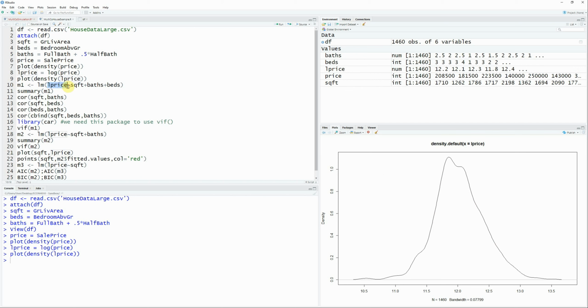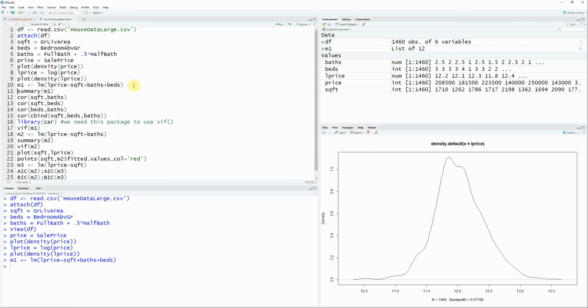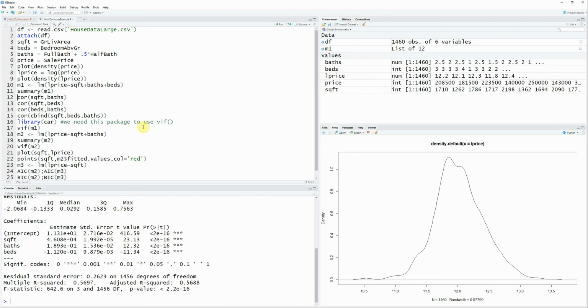Our model would be modeling the log of price of the house using square footage, number of bathrooms and number of bedrooms. Let's run that, and then get the summary of it. In the summary, we see everything is significant. Square footage has a positive coefficient, and that makes sense. As the square footage goes up, the price goes up too. Number of bathrooms goes up, positive coefficient, but as number of bedrooms goes up, the coefficient is negative. That doesn't make sense. We talked about that before too.